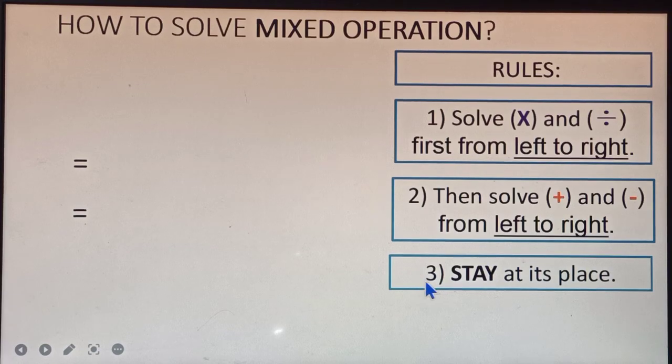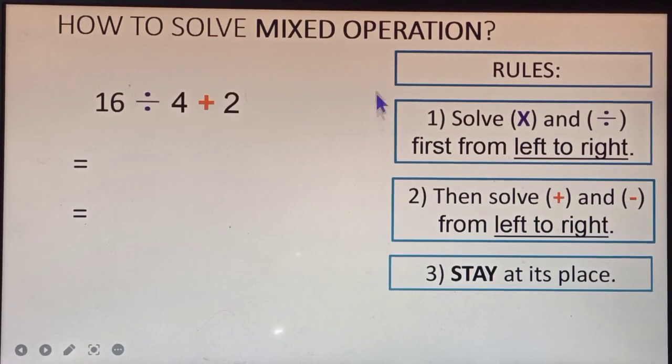Okay. And rule ketiga yang you have to know, nombor atau operation dalam number sentence itu must stay at its place. Apa maksudnya tu? Stay maksudnya mesti tempatnya yang sama. Mesti stay, tidak boleh melompat ke kiri atau ke kanan. Ya, mesti nombor itu stay atau operation itu stay di tempatnya yang sama.